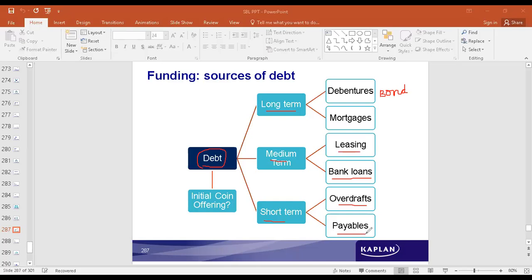Payables is availing the credit facility that is extended by the suppliers, when the suppliers allow them to purchase the material on credit basis. So a major source of short-term credit is trade payables. So these are the different sources of funds that can be availed from external investors. They are not part of the organization, and they are not the owners.